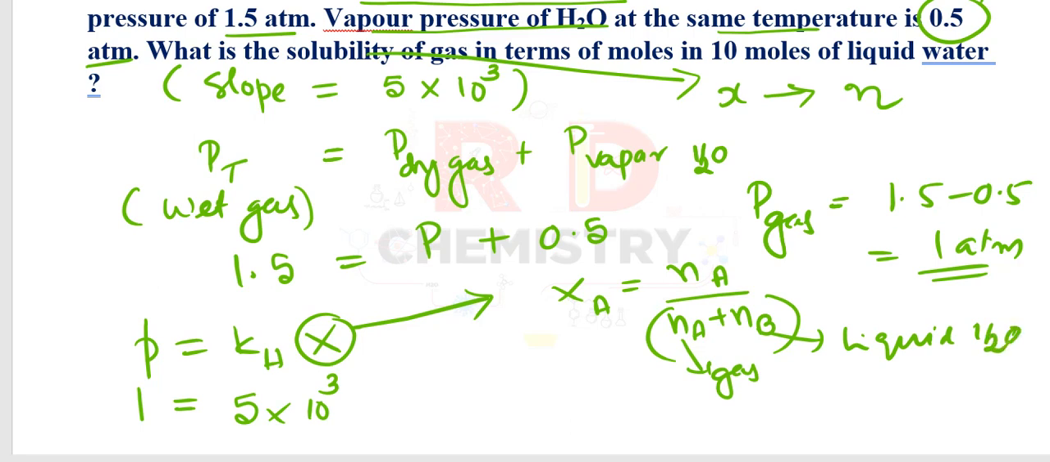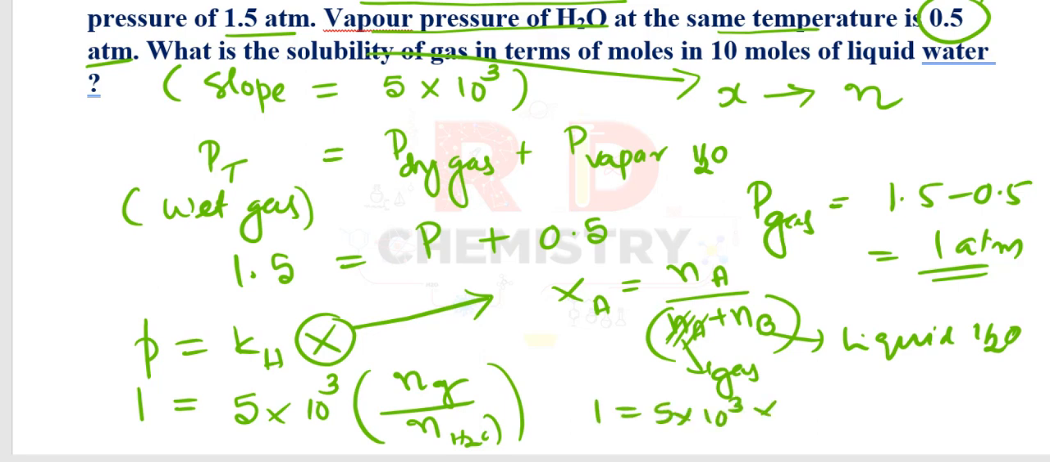Liquid water, what is more in amount? And dissolved gas is very less. I can neglect this Na term. So what will I be writing now? I will be writing the number of moles of the gas divided by the number of moles of the solvent, that is the water here. So therefore I will continue here. 1 is equal to 5 into 10 power 3 into the number of moles of the gas, let it be N only, divided by the number of moles of water, they have mentioned in the question, 10 moles.